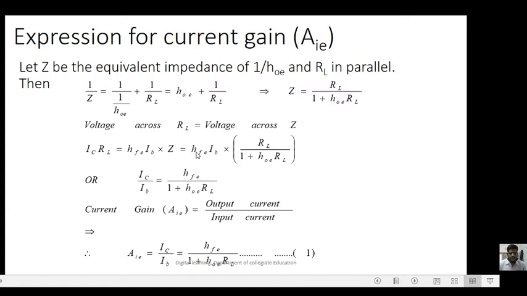H is equal to HFE IB into RL divided by 1 plus HOE into RL, or IC divided by IB is equal to HFE divided by 1 plus HOE into RL. The current gain AIE is the ratio of the output current to the input current. Therefore AIE is equal to IC divided by IB is equal to HFE divided by 1 plus HOE RL.